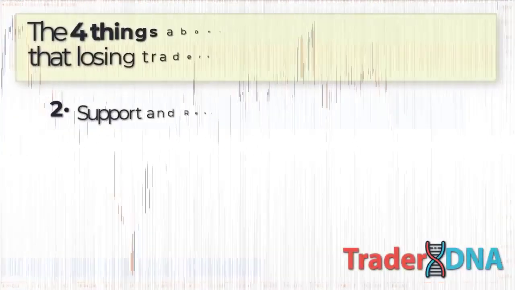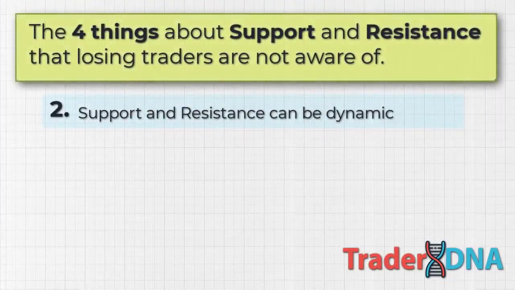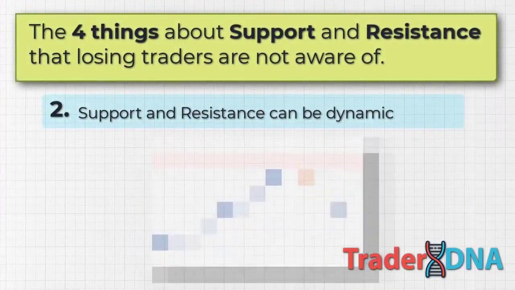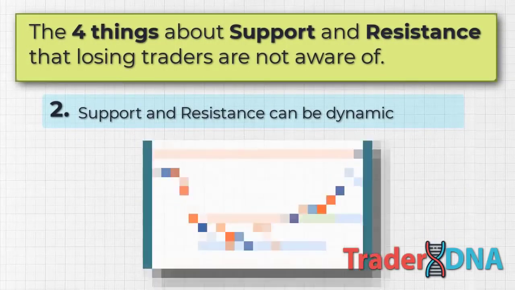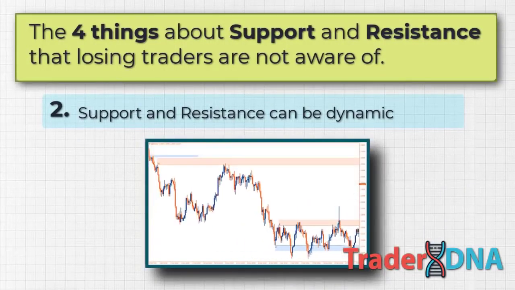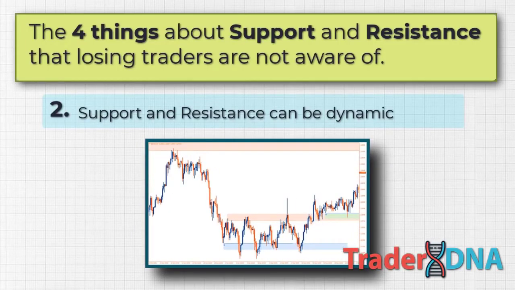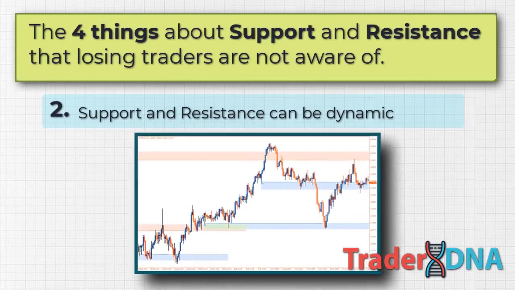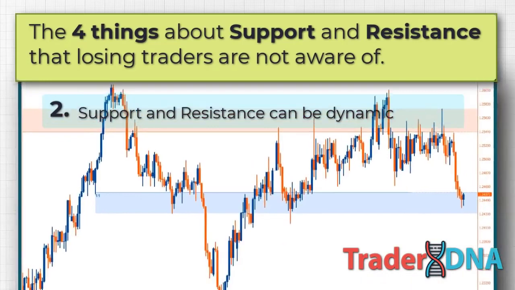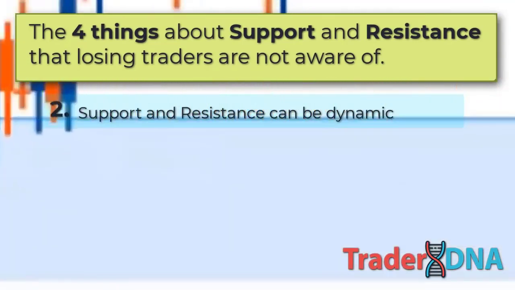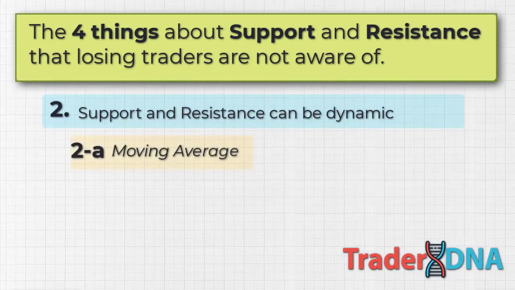Second, support and resistance can be dynamic. What you've learned earlier is horizontal support and resistance, where the areas are fixed. But it can also change over time, otherwise known as dynamic support and resistance. And now, there are 2 ways to identify dynamic support and resistance. First, moving average. Second, trend line.